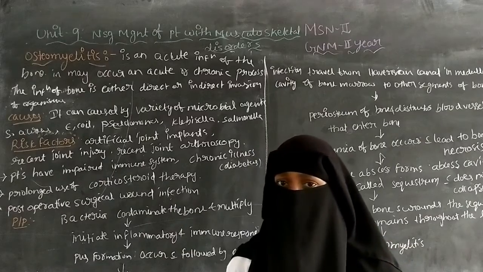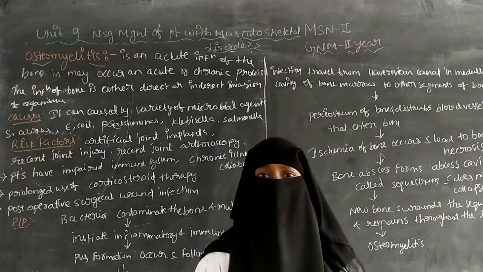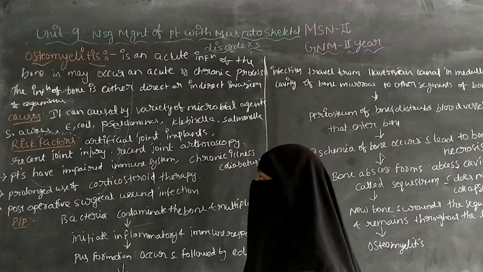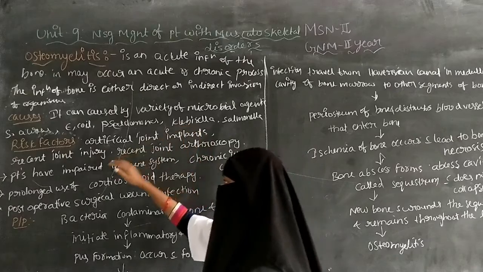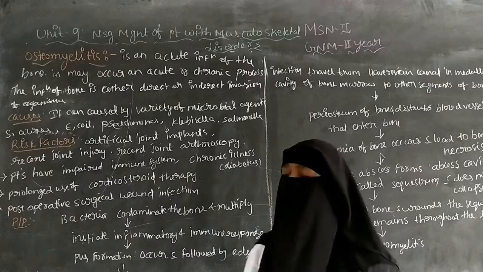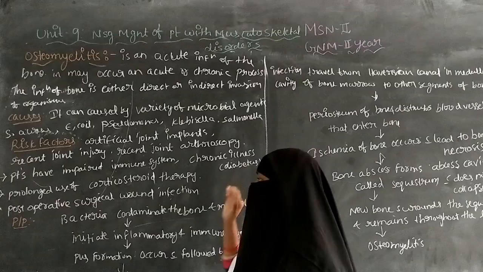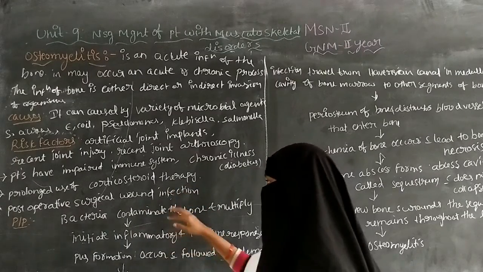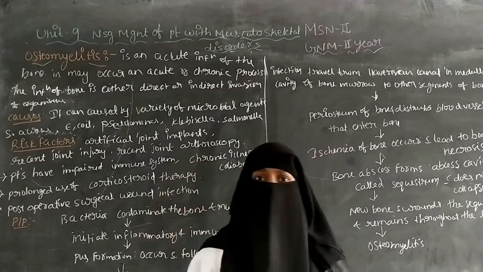The causes include microbial agents such as Staphylococcus aureus, Klebsiella, Escherichia coli, and Salmonella. The risk factors include artificial joint implants, recent joint injury, and recent joint arthroscopy. The patient has an impaired immune system, a chronic illness like diabetes, prolonged use of corticosteroid therapy, and post-operative surgical wound infection. So these are all the risk factors for osteomyelitis.